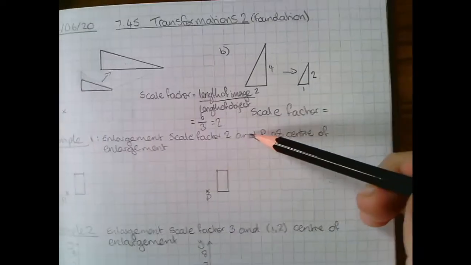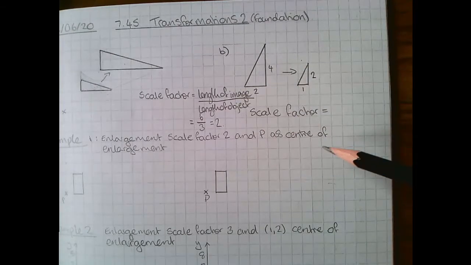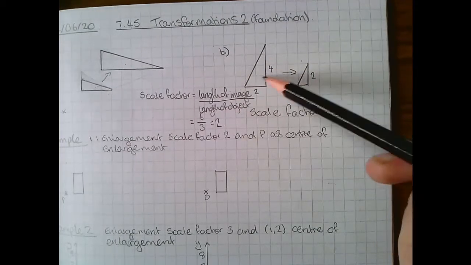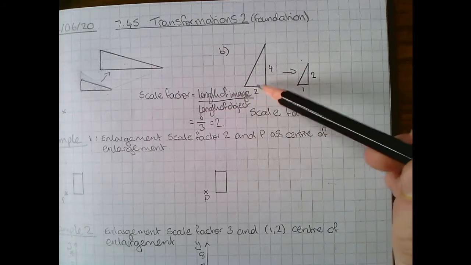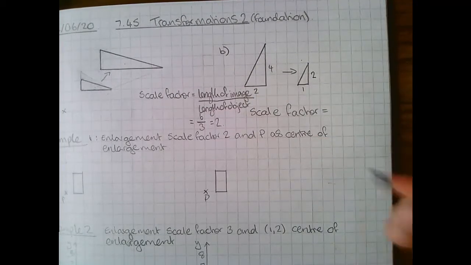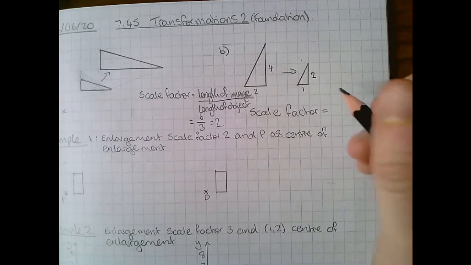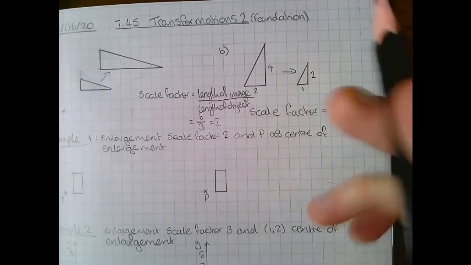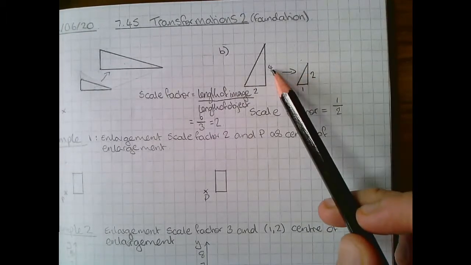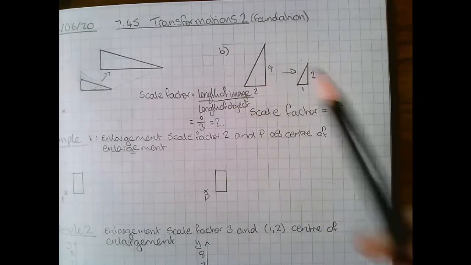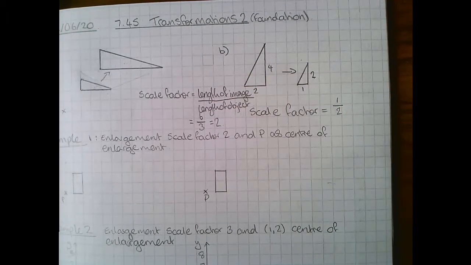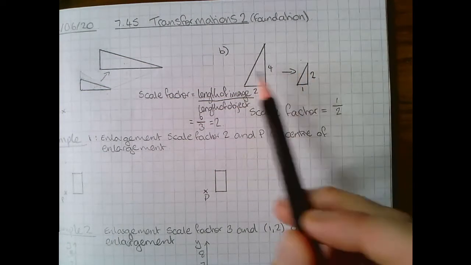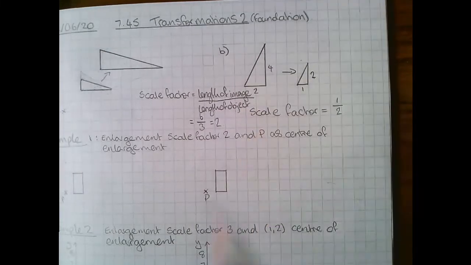In this one, it's a little bit different. Still an enlargement. What's different about this one is that it's getting smaller. So this is our object this time, and this is our image. So our enlargement is making our shape smaller. So this is a side length of 2. This is a side length of 1. So the length of our image is 1, and the length of our object is 2. We can check that with the other side. So the length of our image is 2 and the length of our object is 4. So 2 divided by 4 is 1/2 as well. So this triangle is half as big as this one here.